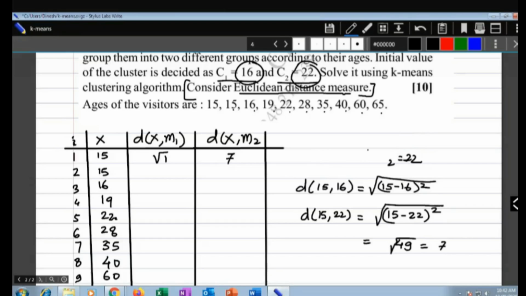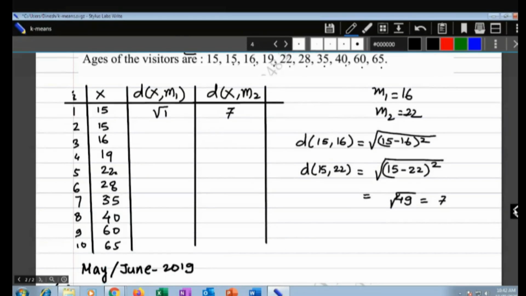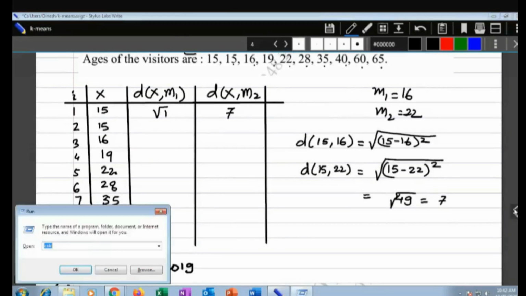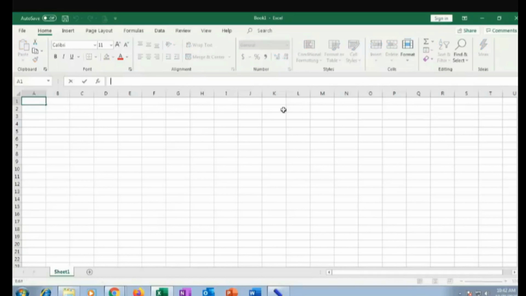So what I will do is do it in Excel. Let me just take a minute, so that I will save some time in the calculation and we can have a discussion on that.